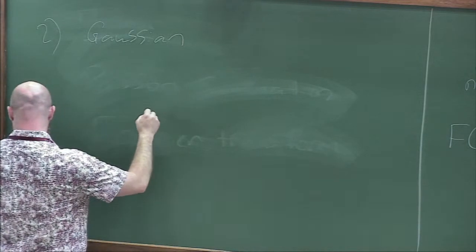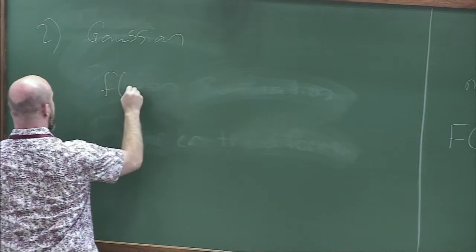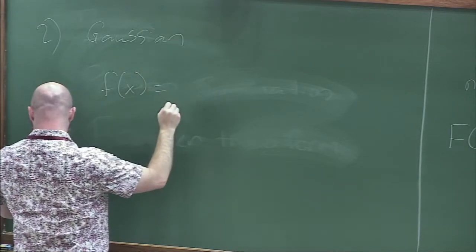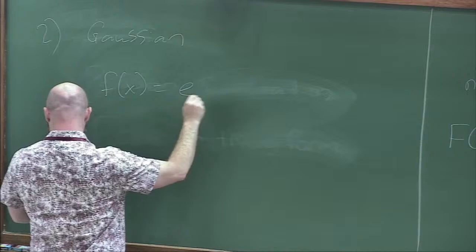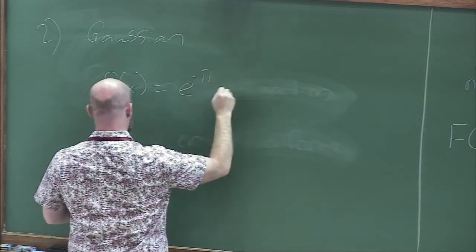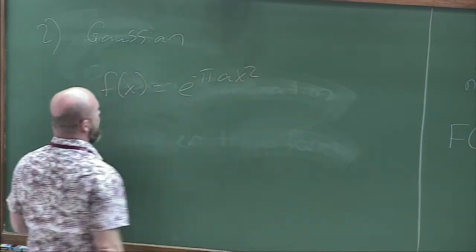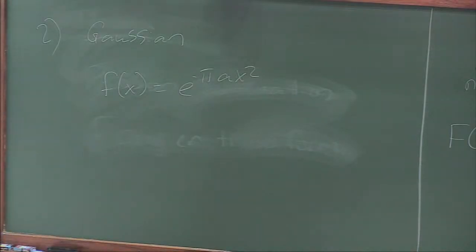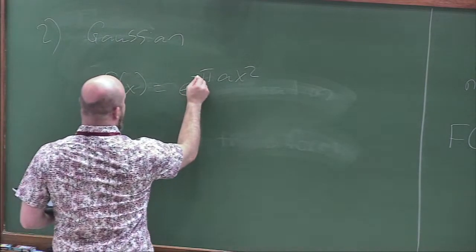Okay, so our Gaussian function here is f of x equals e to the minus pi a x squared. Okay, of course this shows up all over the place. Normal distributions, I guess that's really where we get our name from.